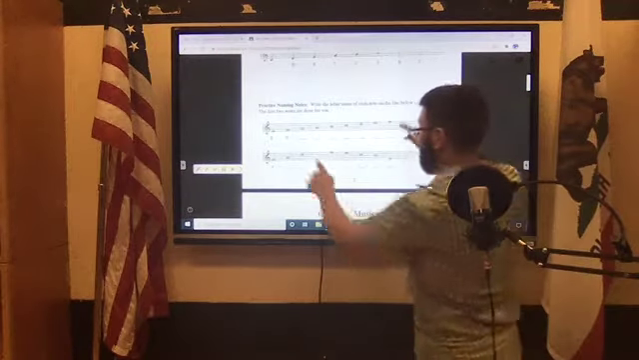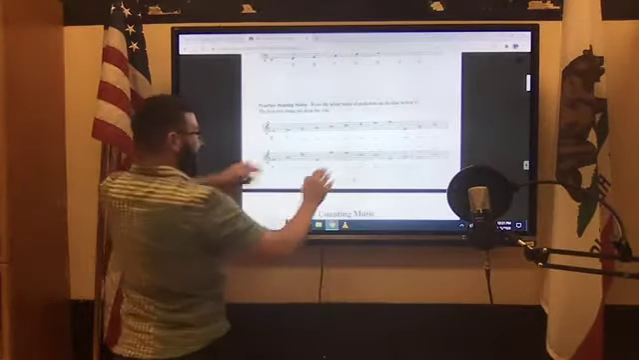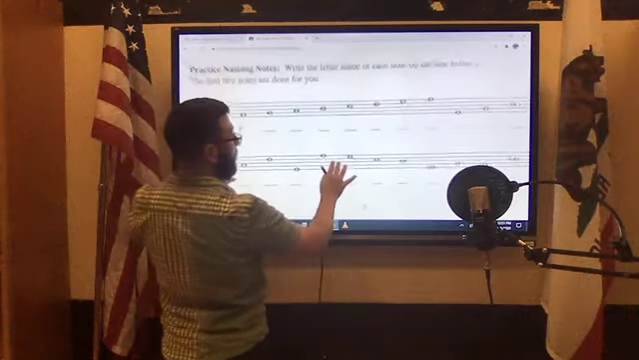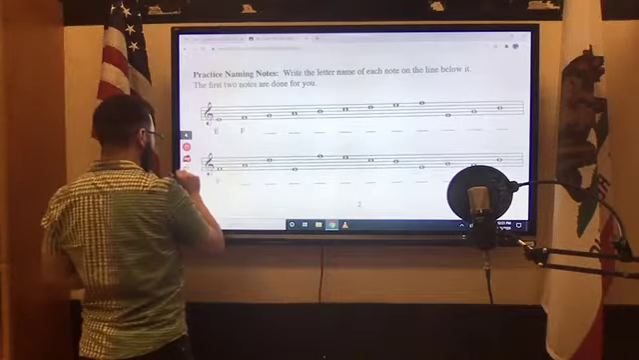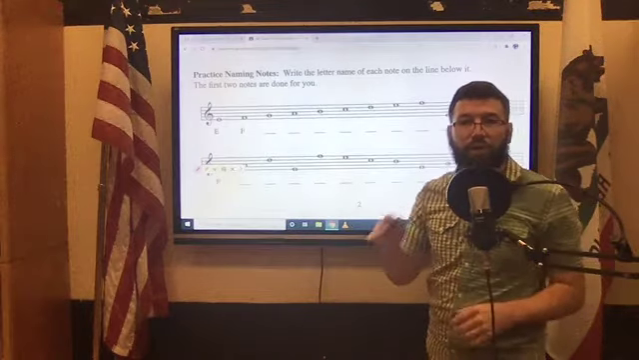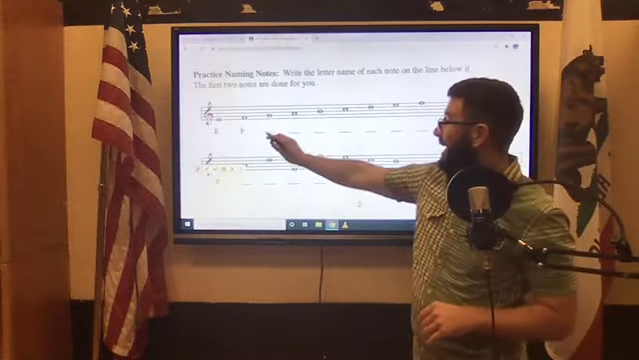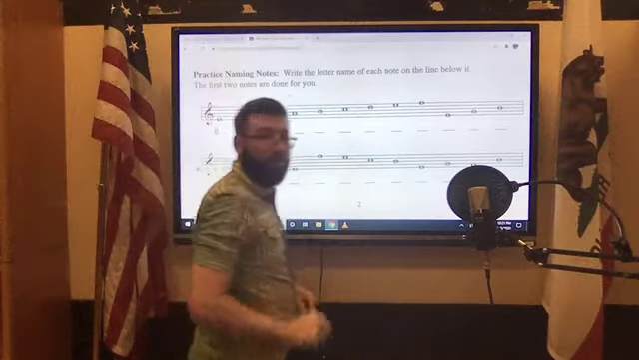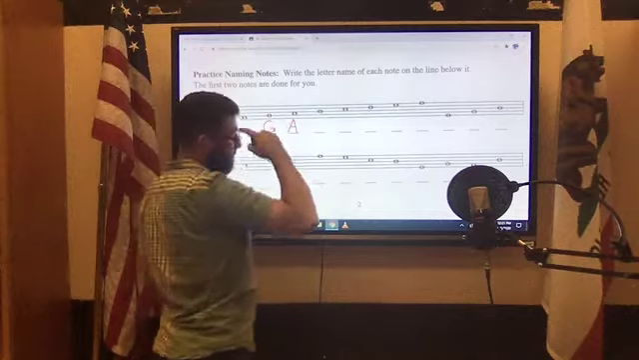I'm going to try to zoom in. That didn't work. Let me try that again. There we go, that's a little better. I'm going to try to fit everything within the frame still though. We're going to use the color red for myself, but you can use a pen or a pencil, it doesn't matter what color. So far we've filled in E, F, G. Then the next note was A, I believe. Then we had B.